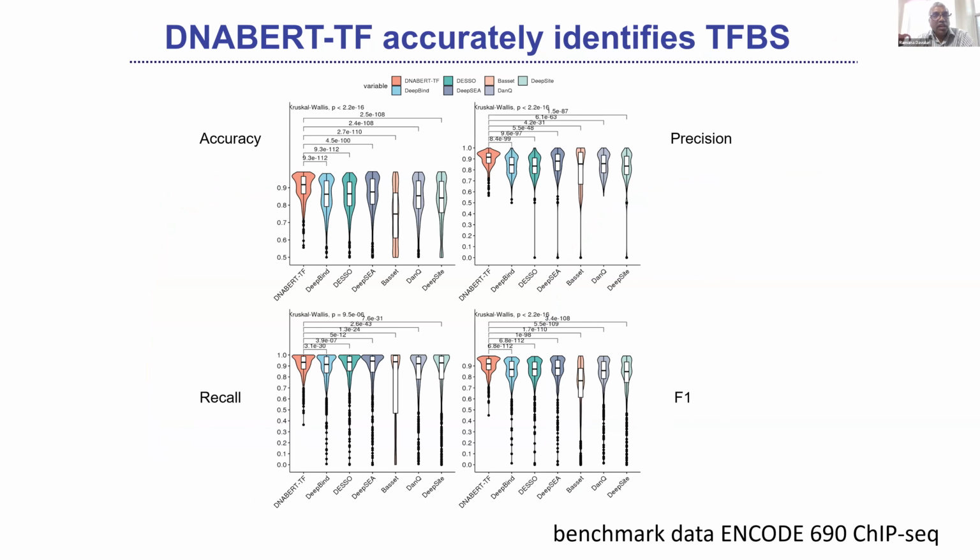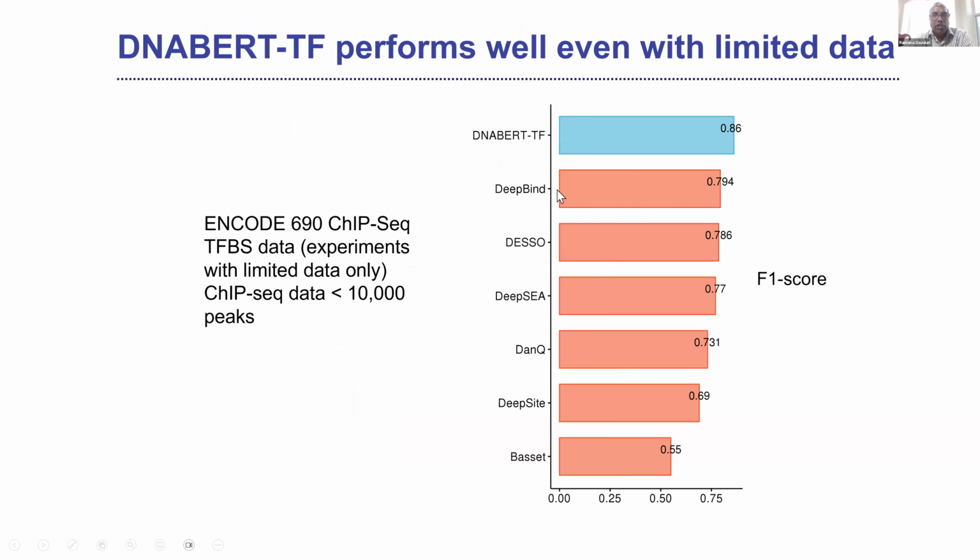We compared with other state-of-the-art methods like DeepMOIS, and DNABERT-TF performed significantly better than other programs. Again, the accuracy is key here. If we don't have a very highly accurate prediction program, then we can't really evaluate the effect of these one or two nucleotides with high accuracy. So this is how DNABERT, in terms of F1 score, performs on the 690 ChIP-seq TF-based data, and it is 0.86 overall F1 score.